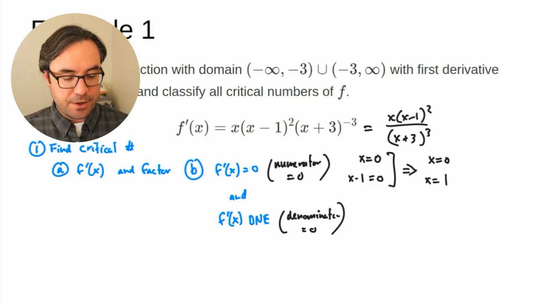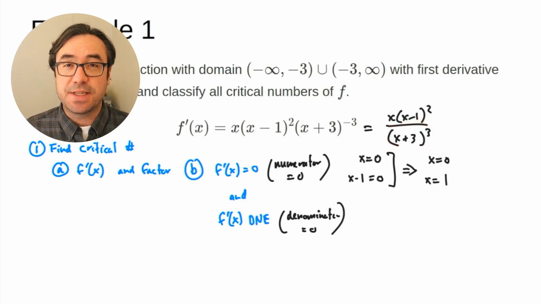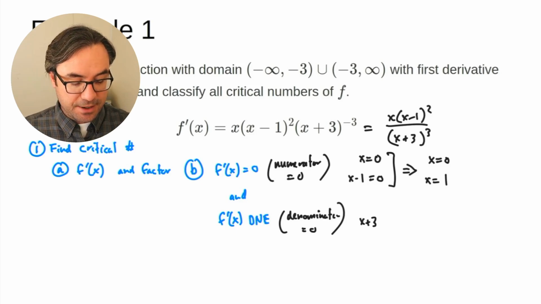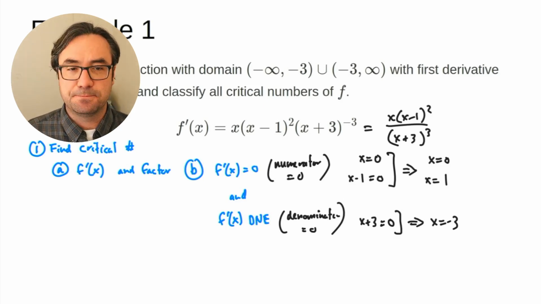And then what about the denominator? Well, we have 3 copies of this x plus 3 factor. So we can set the x plus 3 factor equal to 0. And if we solve that, we get x equal to negative 3. All right, so it looks like we got 3 critical numbers.